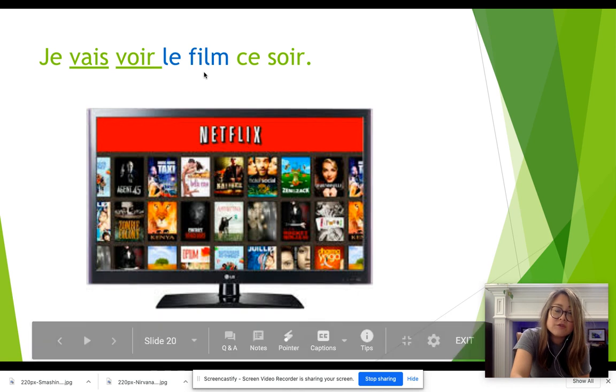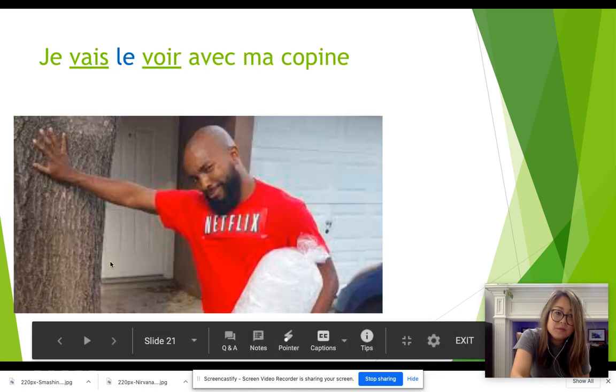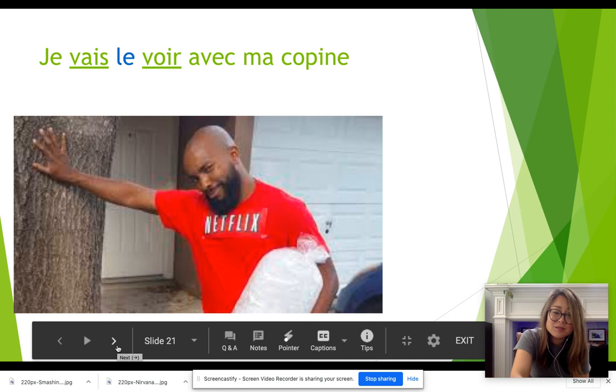Je vais voir le film ce soir. Now, notice how there's two verbs in this sentence. I'm going to see the film tonight. I'm going and to see, two verbs. Je vais le voir avec ma copine. I'm going to see it with my girlfriend. So notice the it comes between two verbs. If there's two in the sentence, it goes in between. It's le because film is masculine.